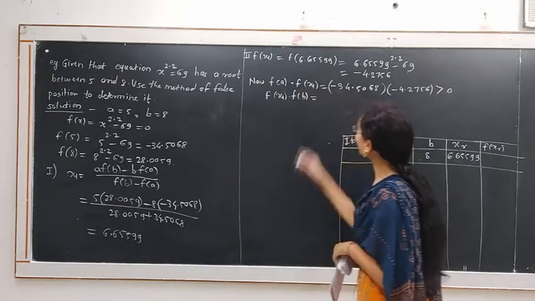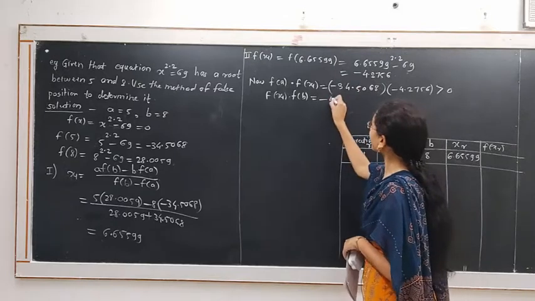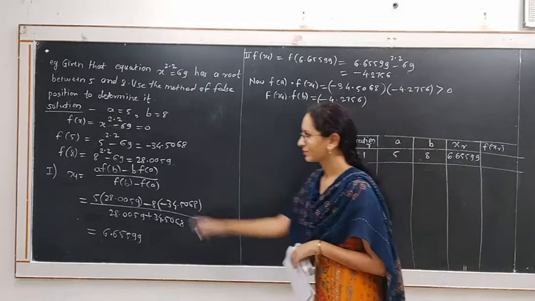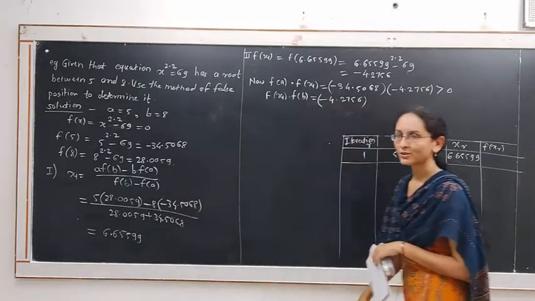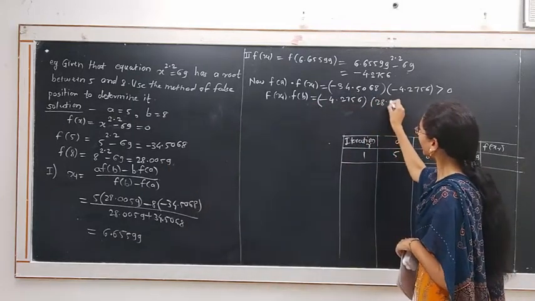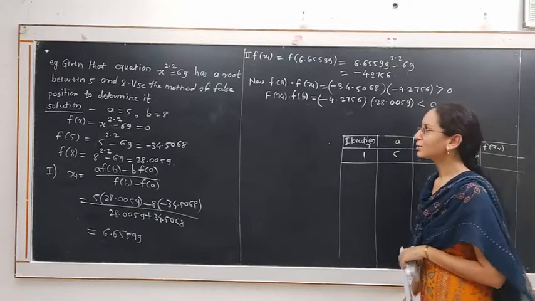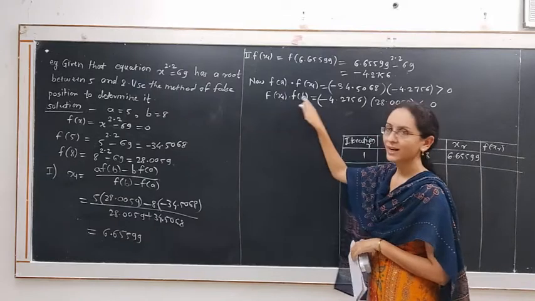This is equal to f of x1, whose value is negative, minus 4.2756, and f of b value is 28.0059. Therefore, this product will be negative. Hence, the root lies in between the interval x1 and b.